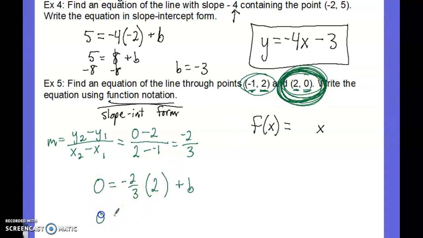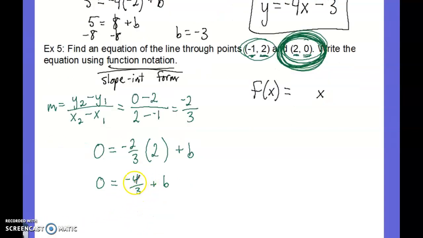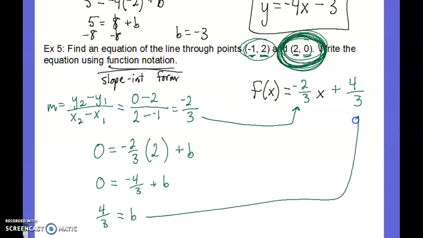All I have to do now is figure out that negative 2 times 2 is negative 4/3, because remember the denominator stays the same when you multiply fractions. And it's easier for me to add 4/3 to 0 than some other number. So my y-intercept is now 4/3. And then don't forget that your slope goes right here. So negative 2/3 x plus 4/3. That's how we want to write that problem.